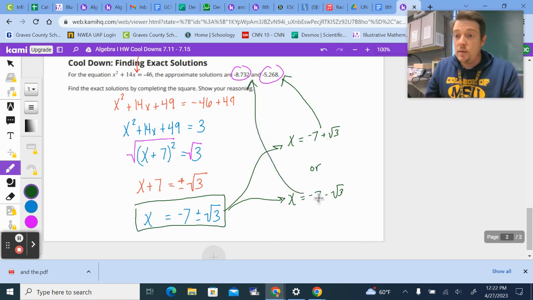But that's how you do these exact solutions, guys. It's not that bad. Okay. I know it can get more complicated when there are coefficients in front of that x squared term. All right. But not something I'm really concerned about you being fantastic at yet. You'll get more practice with that, I believe, when you take Algebra 2.